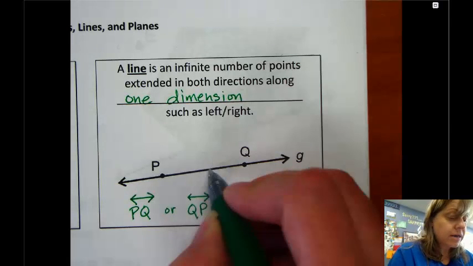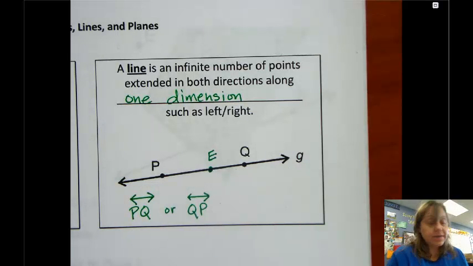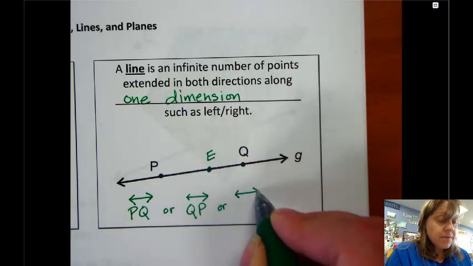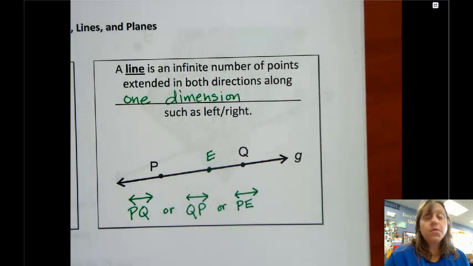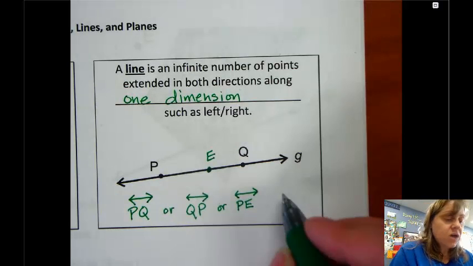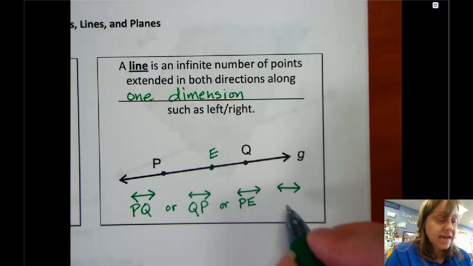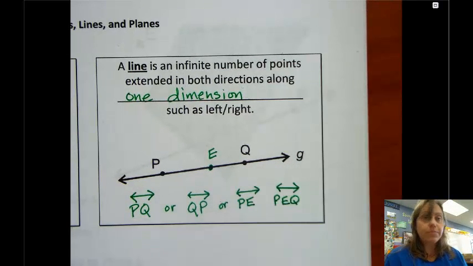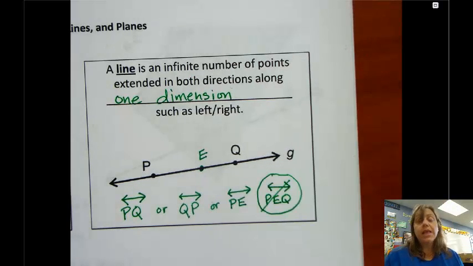So I could put another point on here. Let me give it a name of E. And then I could name this line another way. I could name it line maybe PE in honor of our PE teachers. The way I don't name it, however, is I don't list all the points that I see. It would be wrong, mainly because it takes too much time. We could do this forever if I name all the points on it. So I would not name it line PEQ like this. So you need to remember, 1 letter names a point, 2 letters names a line.